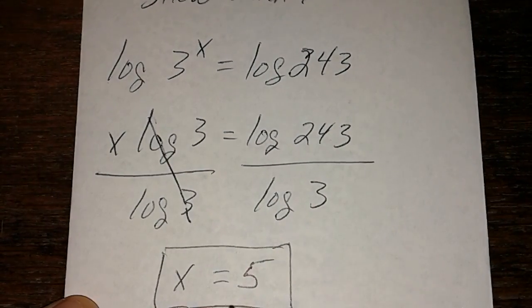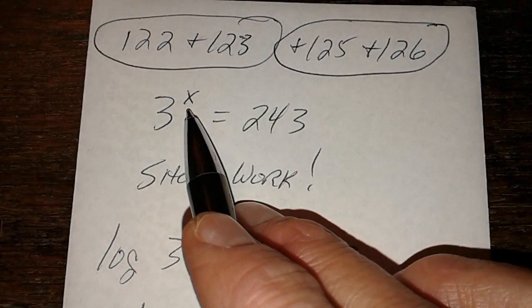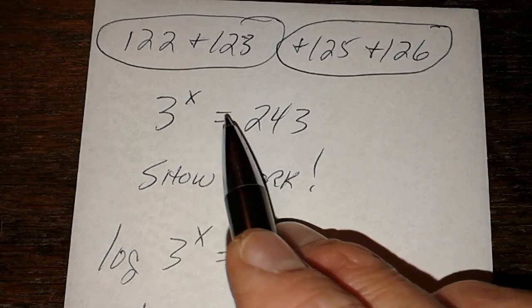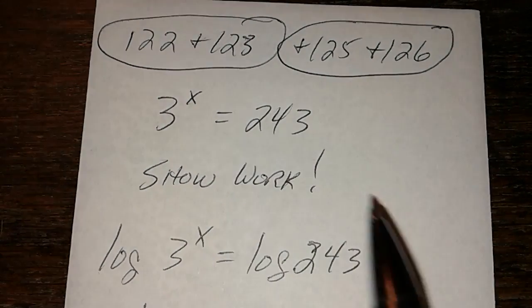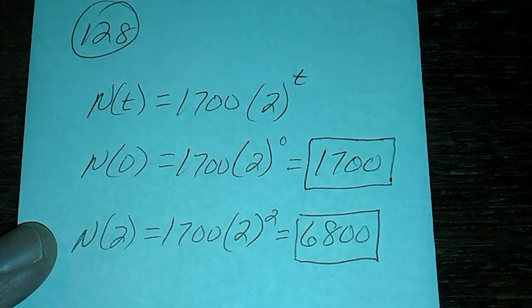Divide by log 3, divide by log 3, x is 5. All right, how do you check it? If you say x is 5, put it in right there. Raise 3 to the 5th power and just see if it equals 243. Let's see, 128, that'll definitely be on the test.